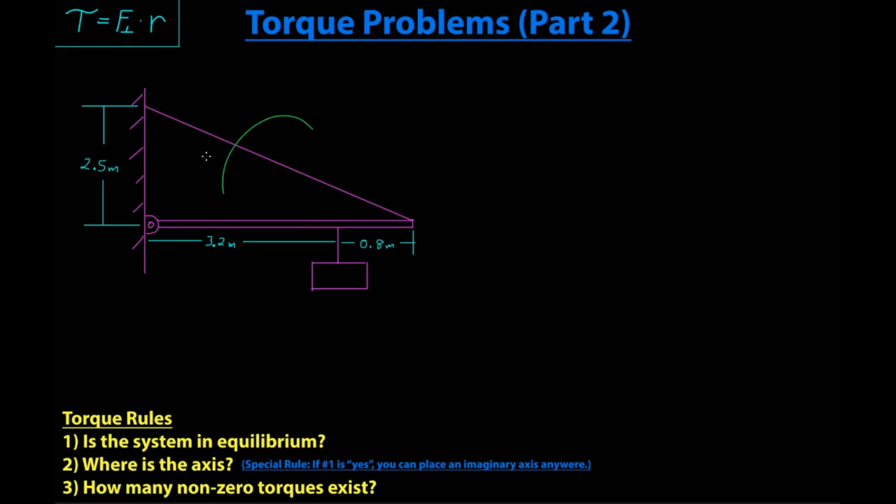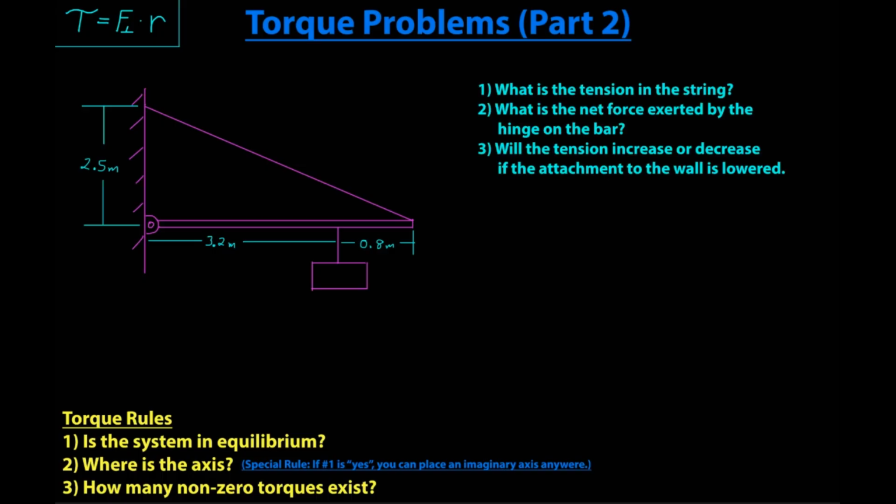And of course the rope or string is going to have a tension in it. Here are the questions for today. And as I said, they are very common questions for this problem. 1. What is the tension in the string? 2. What is the net force exerted by the hinge on the bar? And 3. Will the tension increase or decrease if the attachment to the wall is lowered?